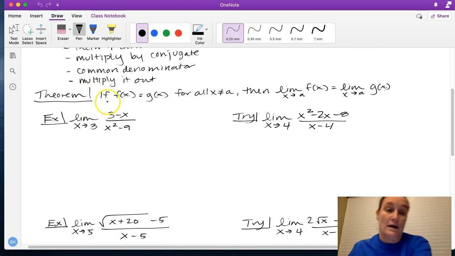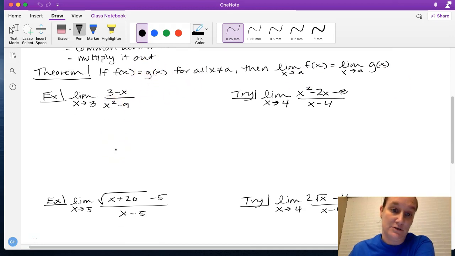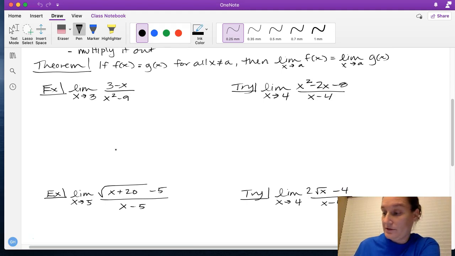This theorem tells us why we can do that. If f of x equals g of x for all x not equal to a, so for any x value that's not a, if the two functions are equal, then the limits of the two functions are equal at a. That should make sense if you think about the fact that the limit is what's happening around the point, not at the point. So even if they are not equal at a, their limits are equal. And actually this explains why we can do what we're going to do with these. So I'm going to jump right into the first example and I'll come back and talk about that theorem a little bit after we do that.